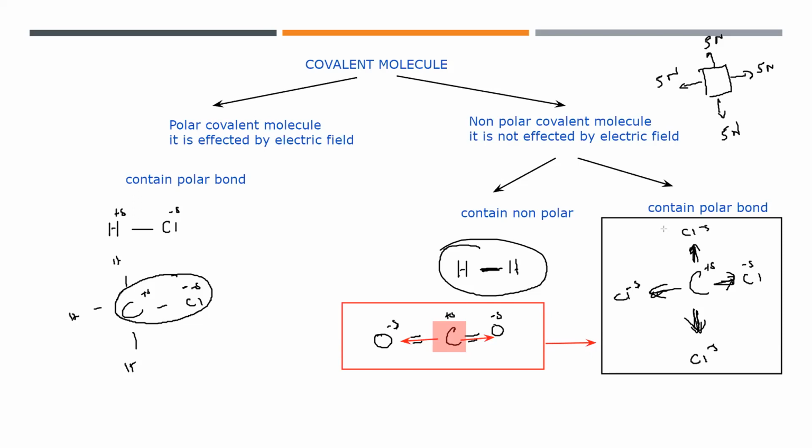A covalent molecule may be a polar covalent molecule, or it may be non-polar. If it's a polar covalent molecule, it will contain a polar bond. But if it's a non-polar covalent molecule, then there are two possibilities. It may have a non-polar bond, or it may have polar bonds, but these polar bonds cancel out the effect of each other. So the resultant dipole moment, or distribution of the charge, is zero.